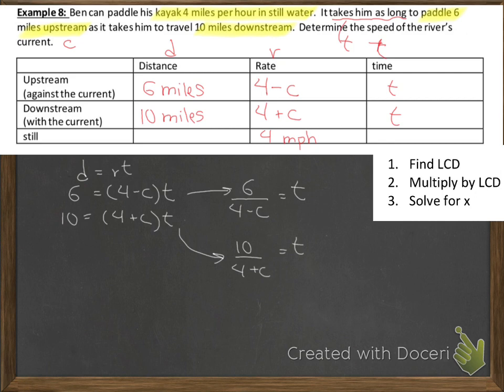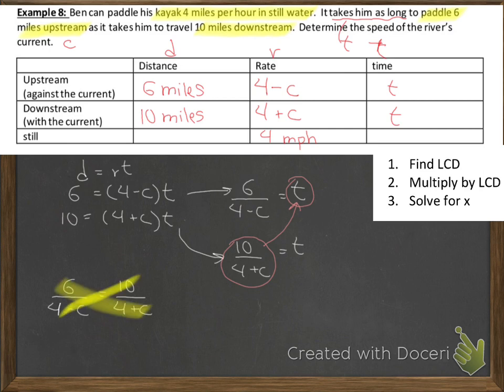Now, since both of them are equal to t, I can set them equal to each other. I can use the transitive property or the substitution property of equality. Another way to think about it is that if 10 over 4 + c is equal to t, then I can put that in place of t in that equation. That's super helpful, because now what do I have? I have this beautiful proportion: a over b equals c over d.